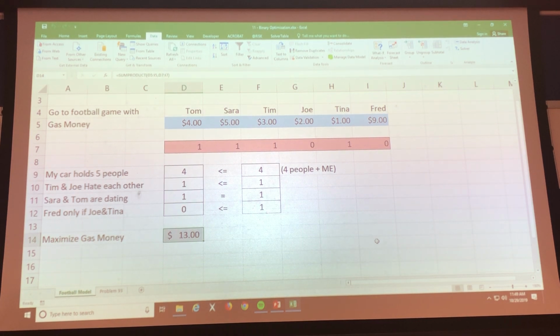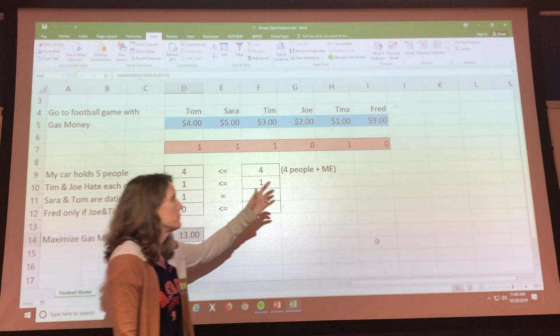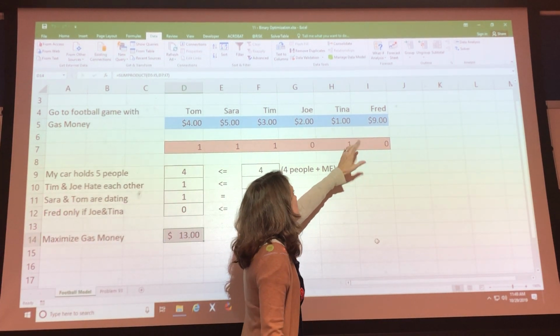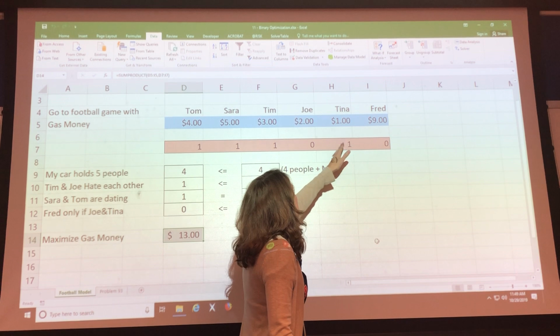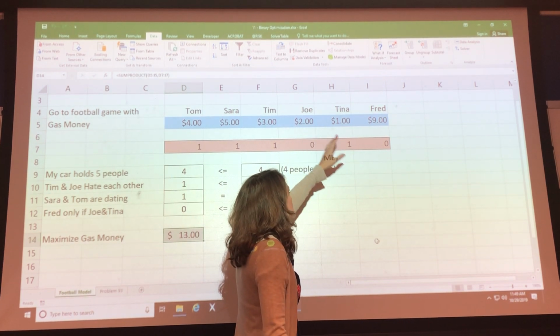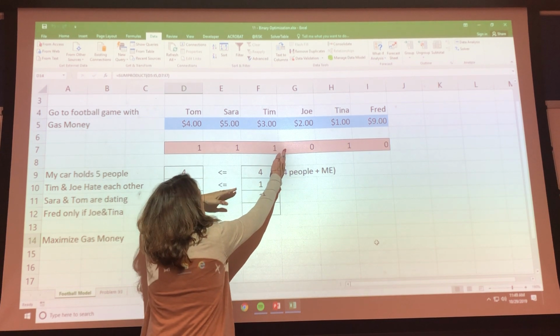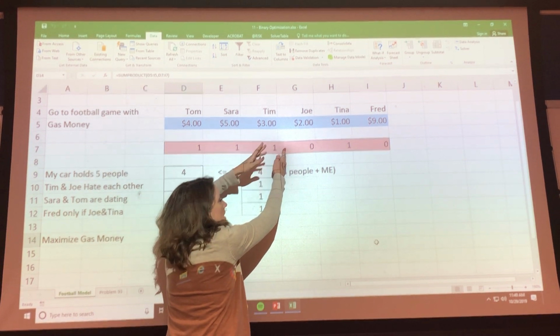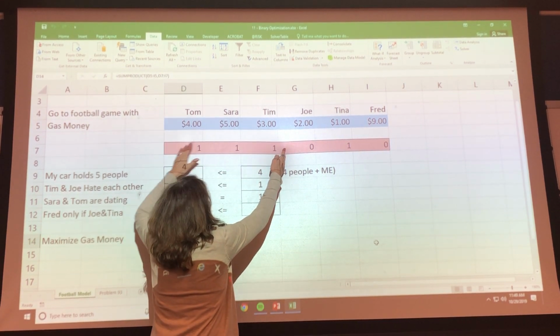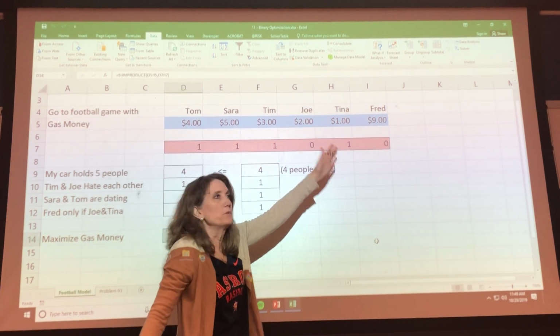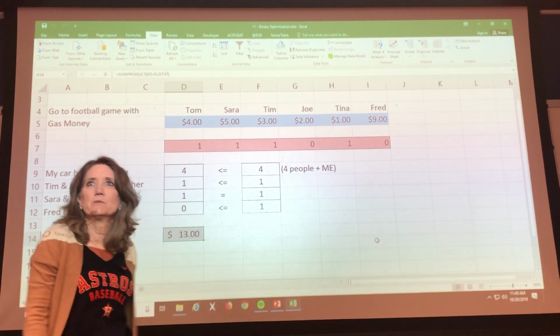Which is really sad for Fred, who offered us the most money. Because Fred really wants to go, obviously, he offered the most money, but Fred comes with a lot of strings attached. Here's the problem: Fred would only go if Tina and Joe went. Well, they didn't offer very much money. But that's okay, throw a 4th person in there. Well, you can't put Tim, because Tim and Joe hate each other. You can't put just Sarah, you can't put just Tom. You were stuck with just that. That was it, if he went.